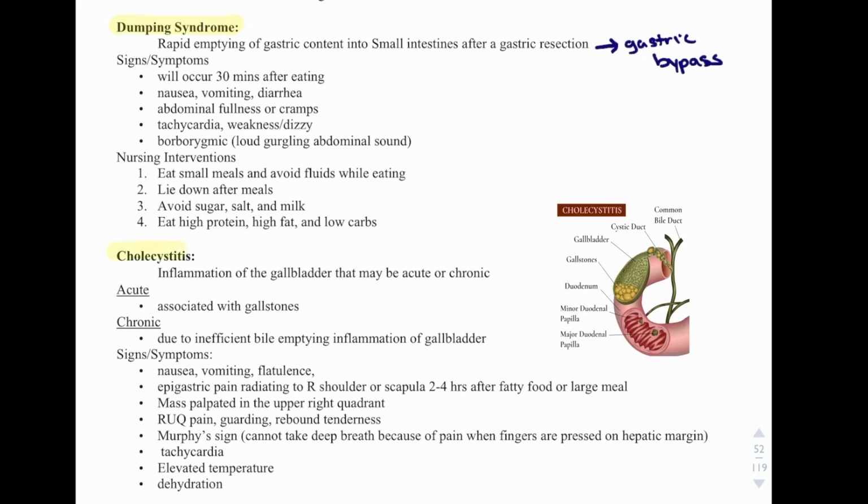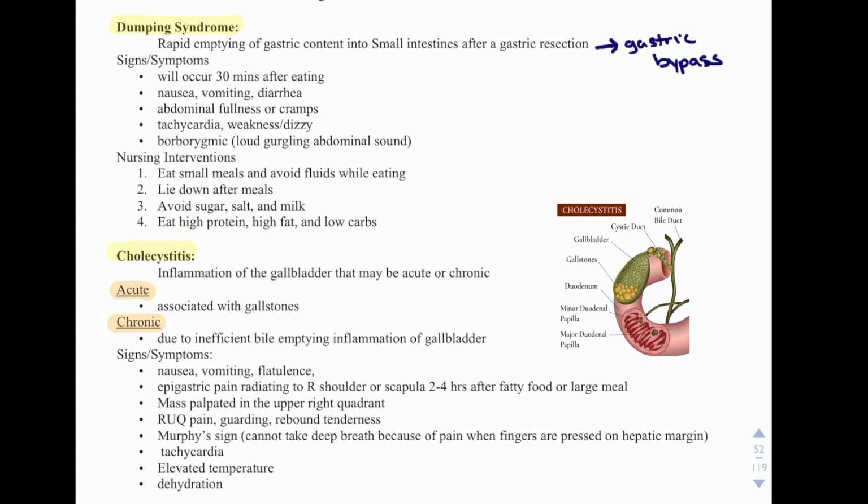Now let's talk about cholecystitis. This is an inflammation of the gallbladder that may be acute or chronic. If it is acute, it's associated with gallstones, and if it's chronic, it's due to inefficient bile emptying and inflammation of the gallbladder. Signs and symptoms we'll see are nausea, vomiting, flatulence, epigastric pain radiating to the right shoulder or scapula, which occurs 2 to 4 hours after fatty foods or a large meal.